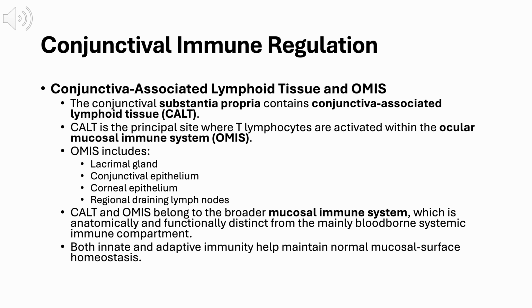Importantly, CALT and OMUS belong to the body's larger mucosal immune system, which is anatomically and functionally distinct from the mainly blood-borne systemic immune compartment. The mucosal system has its own trafficking rules and its own IgA-dominated character. Both innate and adaptive immunity contribute here to maintaining normal homeostasis at the mucosal surface. So think of CALT as the local command center and OMUS as the regional network it belongs to. Next, we'll see how that network is spatially organized.